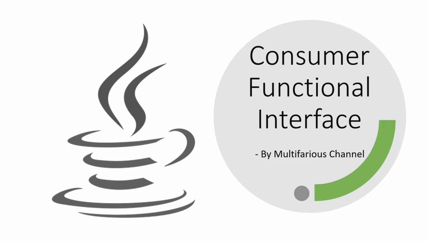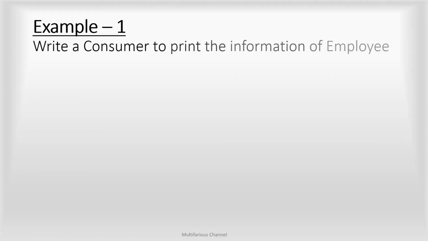Coming back to this video, we will see some more examples of the consumer functional interface so that you can get a better understanding of the usage of consumers. So let's take a simple example. Suppose we have an employee class and we want to write a method that prints all the properties of the employee class. That is, I want to write a consumer to print the information of the employee. So let's try to implement this solution.